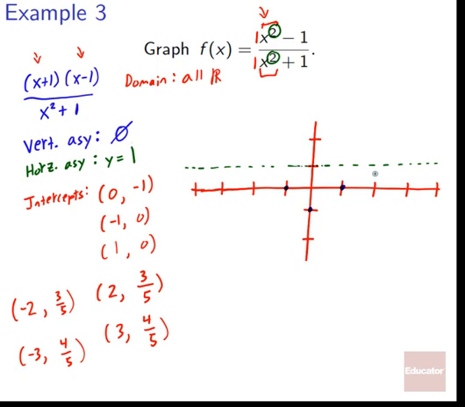Negative 2 is at 3/5, so 3/5 of the way up. Positive 3, I should have said positive 2 as well back there. Positive 3 is at 4/5. Negative 2 now is at 3/5. Negative 3 is at 4/5.